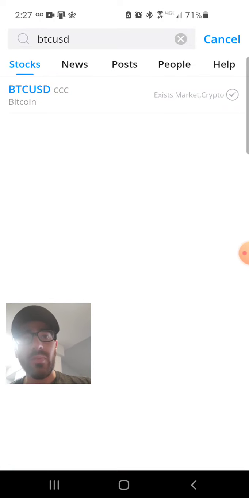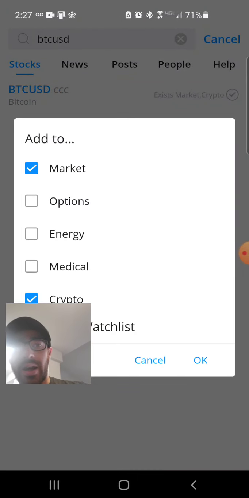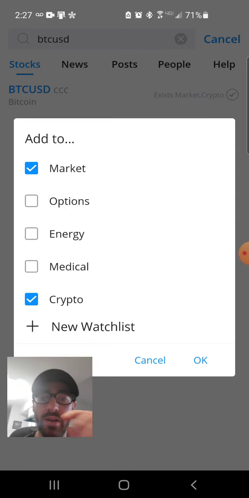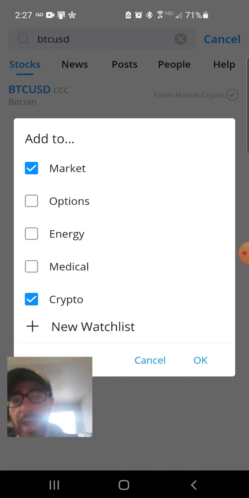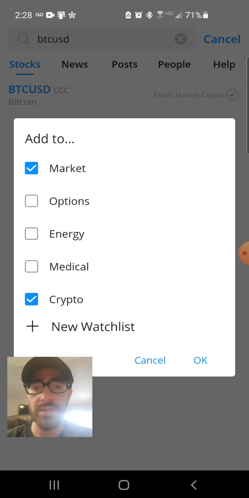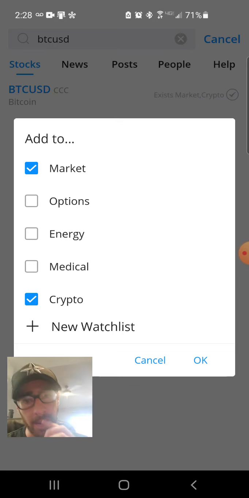And then here's another thing you can do. I type BTC USD here in the search bar, and I have some lists, and you can make a new watch list down here, right? New watch list. You would do that. So I've made new watch lists. Webull came with the market list. I added options, I added energy, I added medical, and I added crypto. Those are lists that I created.